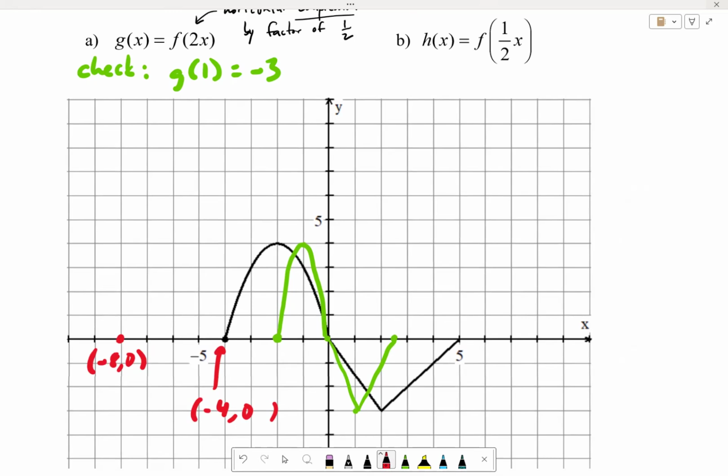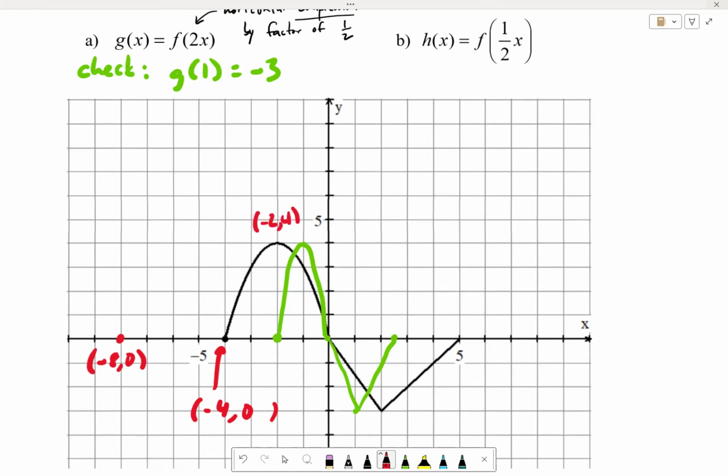Which point do you think we should work with next from the original function here? Well, if I'm going around here, I'm looking for a key point. I could use this point right here, this point, this point. Oh, the top one on the graph. Okay, and the coordinates of that point are negative 2, 4.